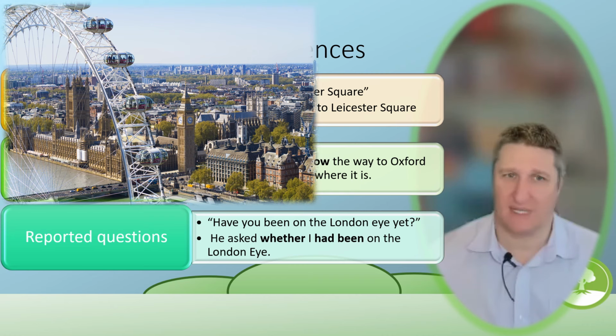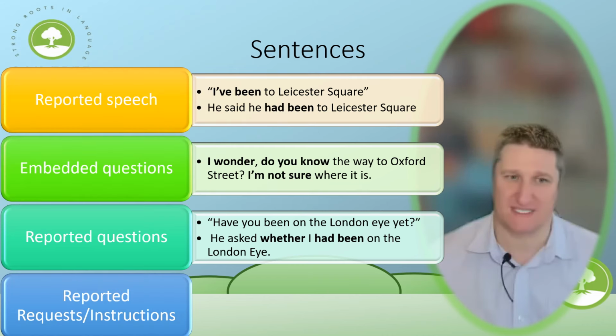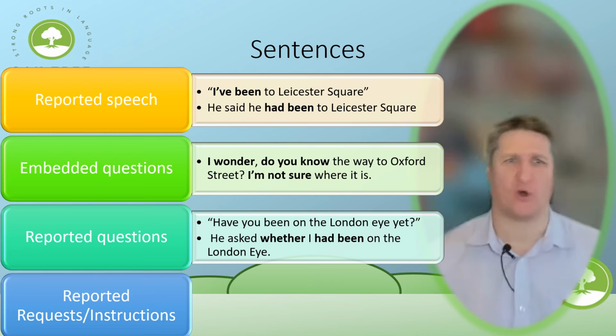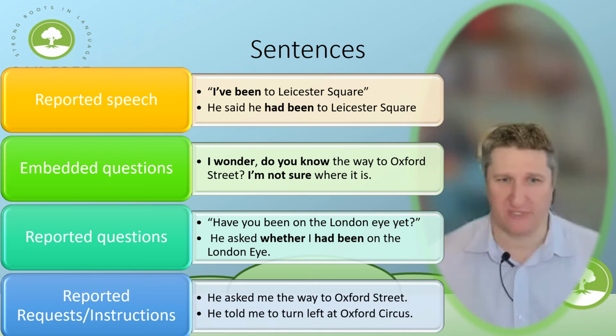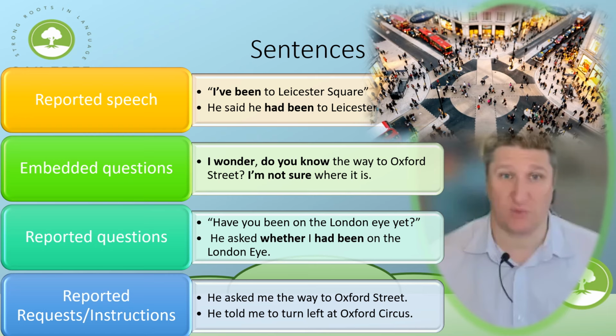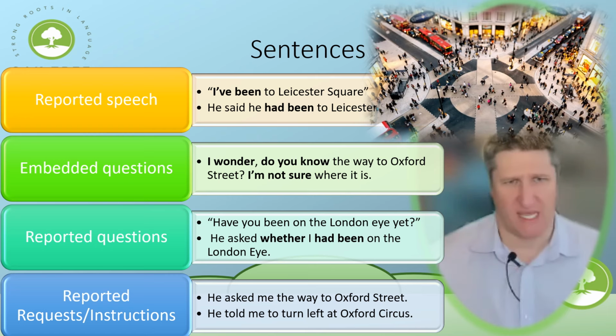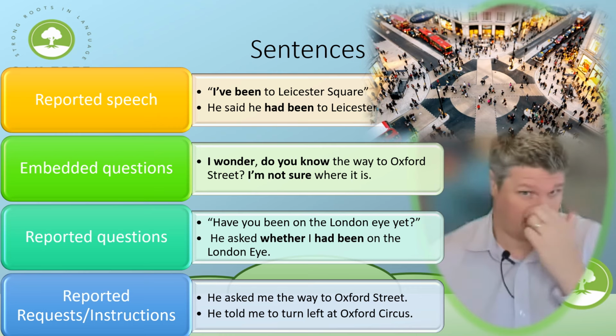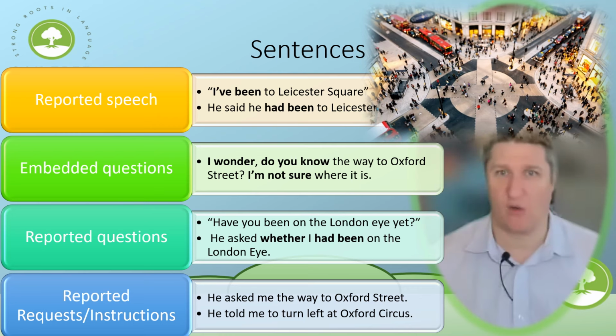You also have to report requests and instructions. So, taking that earlier example, "I wonder, do you know the way to Oxford Street?" That may be reported, "He asked me the way to Oxford Street," which I appear to be wearing on my head as Oxford Circus. If the answer had been, "Go up Regent Street to Oxford Circus and turn left," it would be reported, "He told me to turn left at Oxford Circus."